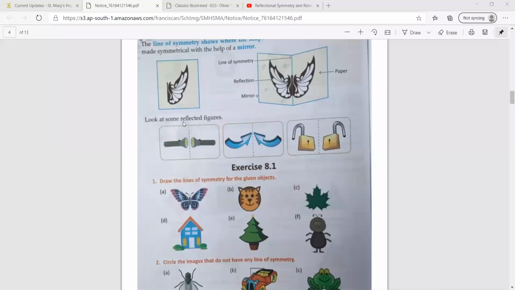Look at some reflected figures. So now here, in this figure, they are putting a mirror over here and showing how it appears on the mirror. So if it is an arrow like this, it will show like this. If it is a lock like this, it will be shown like this.